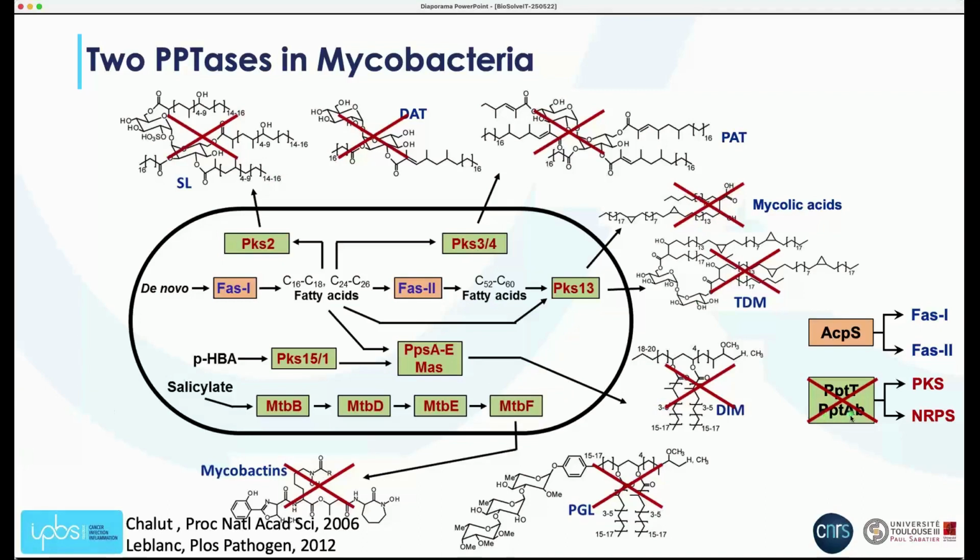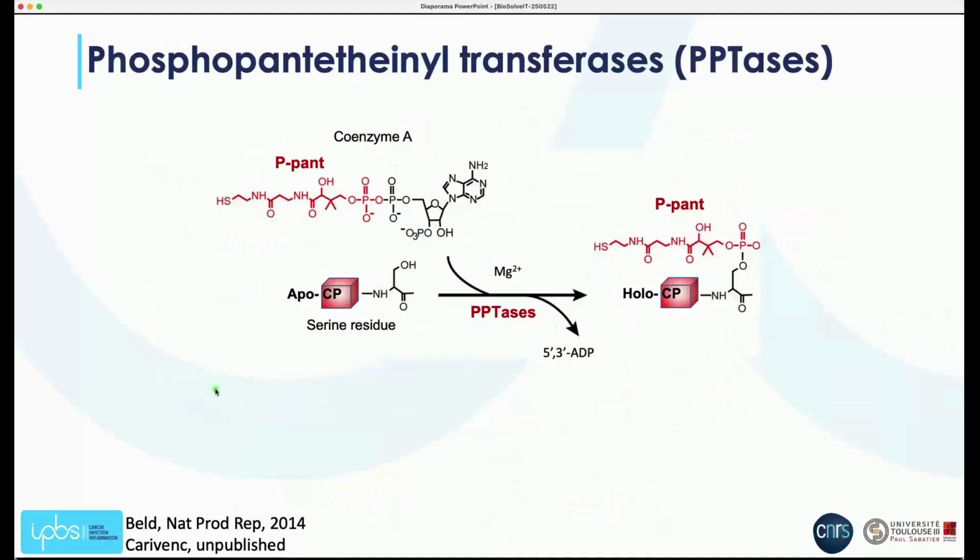So in our case, PPT-AB seems to be quite a promising way to fight against Mycobacterium abscessus infection, as the inhibition of this enzyme should result in a similar inhibition of the synthesis of this compound, and likely in the death of the bacteria.